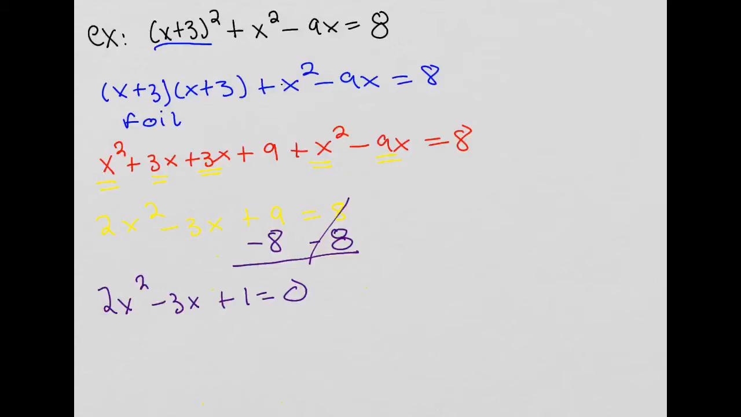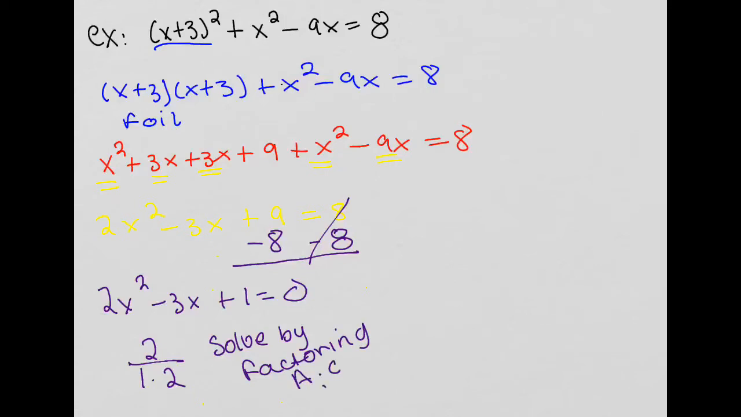I have a choice from this point. Try to see if my equation is factorable. Well, let's see. 2 times 1 is 2. Factors of 2 that will add to 3, well, 2 and 1, right? So I choose to solve by factoring, and I'm going to use the AC method. That was my choice.